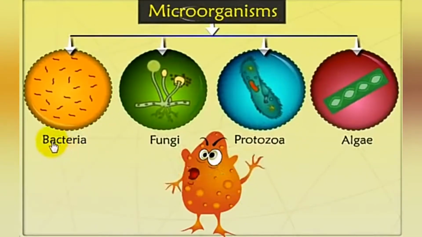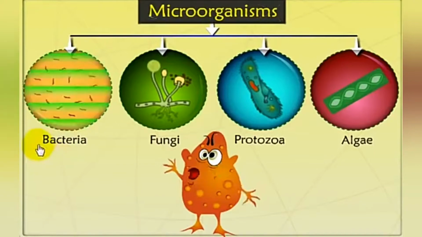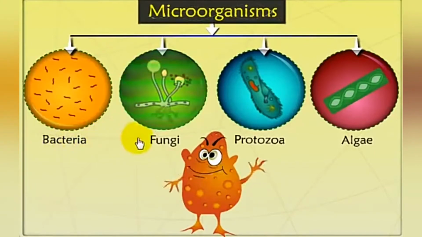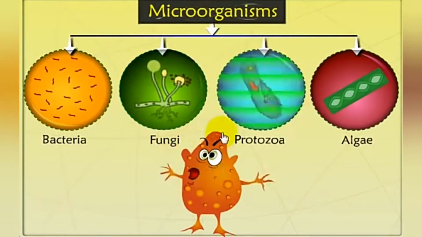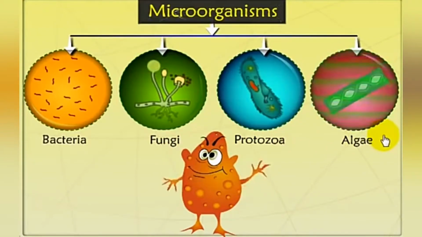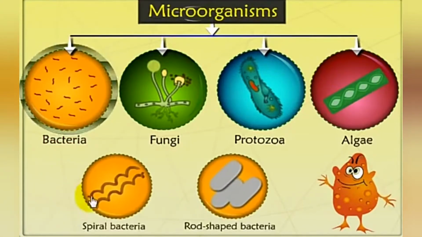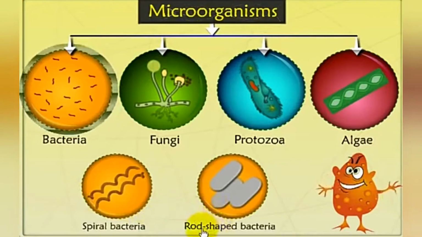We have the bacteria, we have the fungi, we have the protozoa, we have the algae, and we have the virus. So what are the bacteria? They are microorganisms that can easily be seen with a light microscope. That is, they occur in clusters or colonies. So that is the aspect of the bacteria. We have various shapes of bacteria, so we have different types of bacteria.